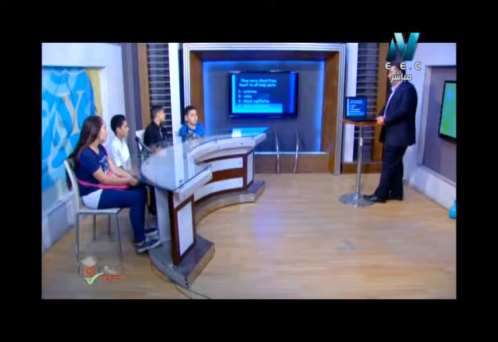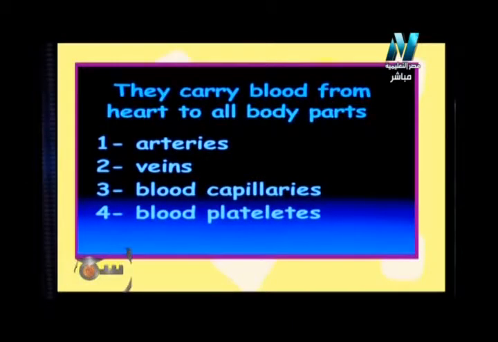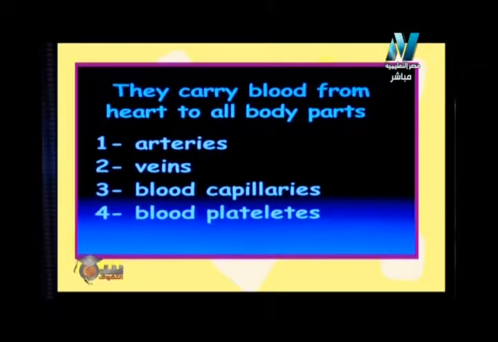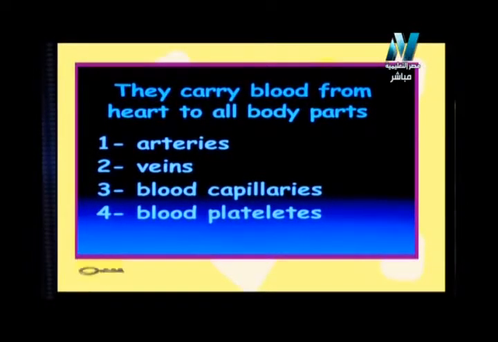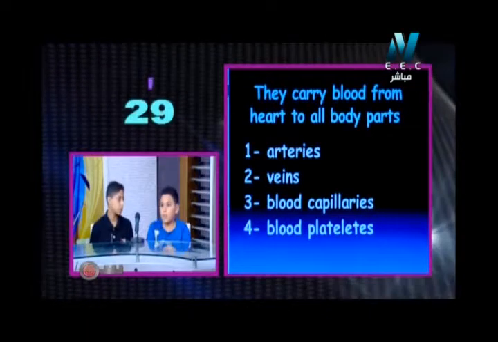Okay? So another question for the first team. First team, how many points do you have? Four. Second team? Four? Okay. So the question says, they carry blood from the heart to all body parts. Arteries, veins, blood capillaries, blood platelets. Let's start the timer.